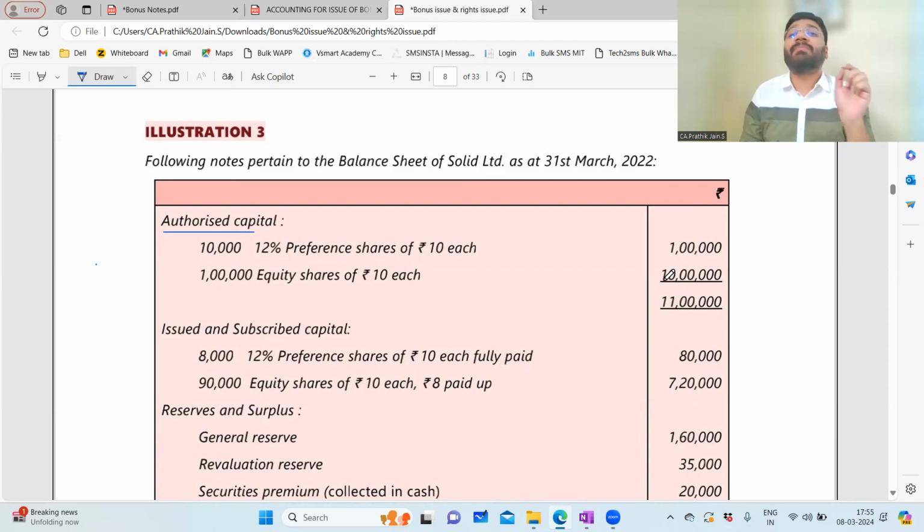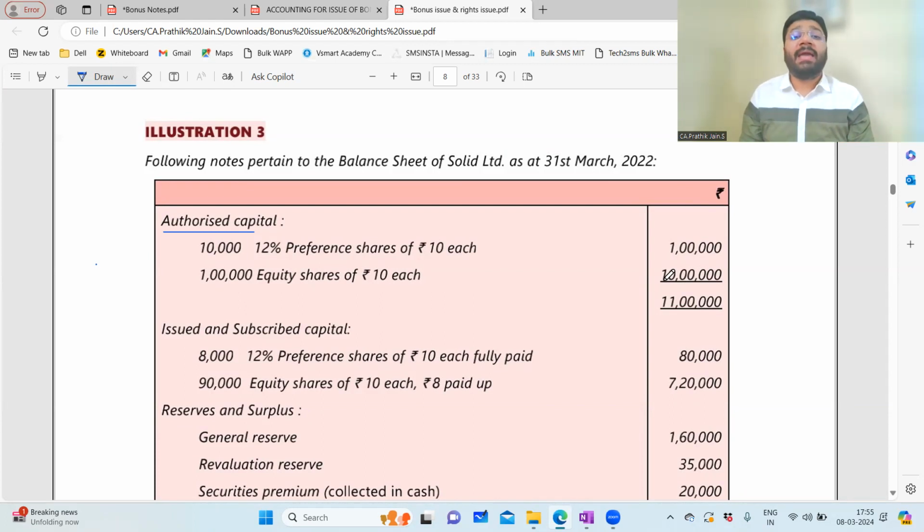Authorized capital is the maximum capital that the company can intend to raise during its lifetime. And this authorized capital, where is it captured while incorporating? In the memorandum of association. Under which clause? Under the capital clause.